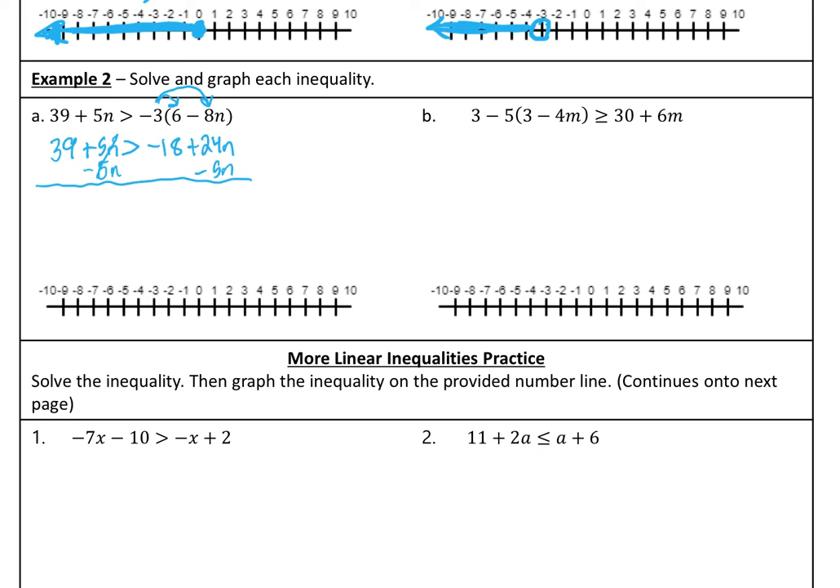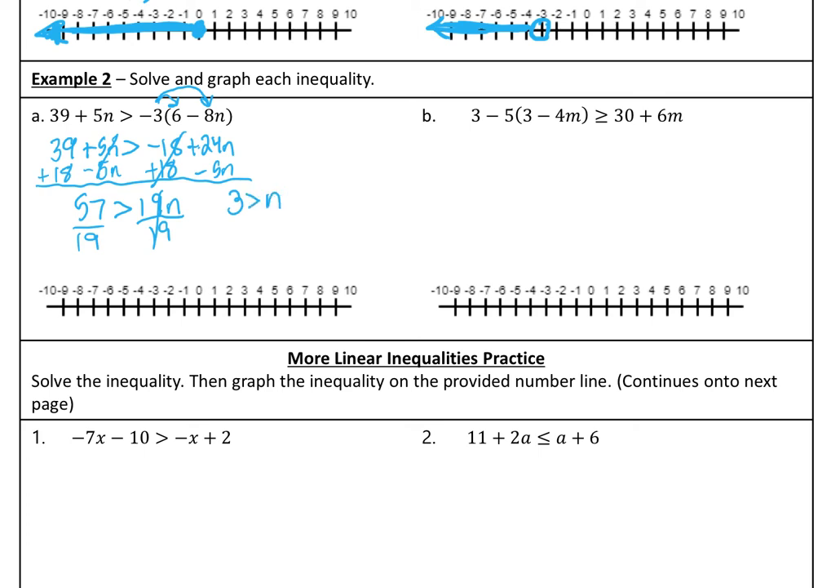So I subtract the 5n over, I'm going to add the 18 over, and that gives me 39 plus 18, which is 57, and is greater than 24n minus 5n is 19n. So we divide both sides by 19, and that doesn't make us flip the inequality because I'm dividing by positive 19. This is 3, by the way.